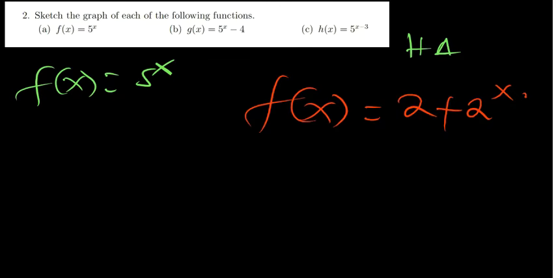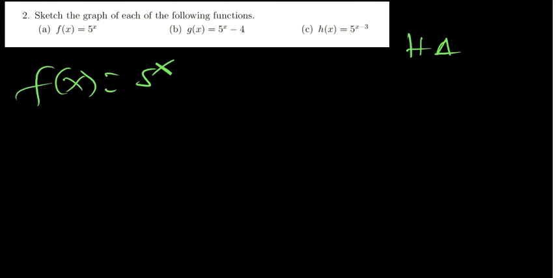Okay, so now let's start with the first one. There are a few steps you have to follow to graph an exponential function. The first part is we need to know how to identify the horizontal asymptote. In this case we don't have anything added here, so the horizontal asymptote is going to be 0.